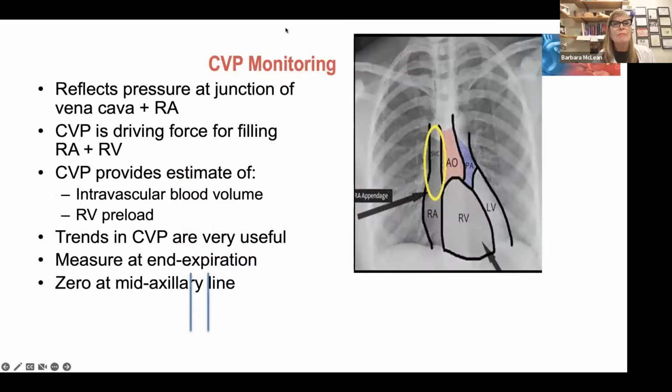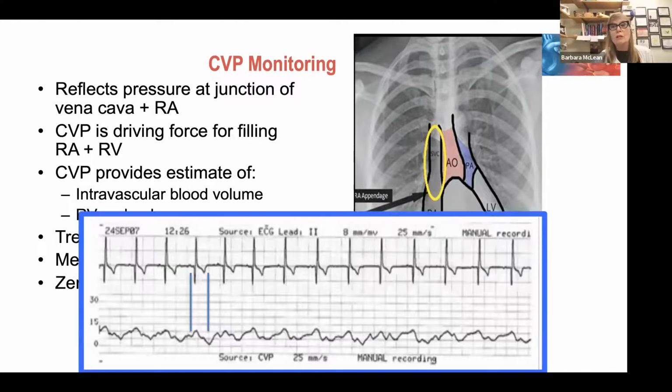We just want to remind ourselves that CVP is a really good estimate or evaluation of RV preload, which is compliance and volume. Don't ever confuse central venous pressure with a volume indicator. It is not a volume indicator. It is primarily reflective of right ventricular compliance.